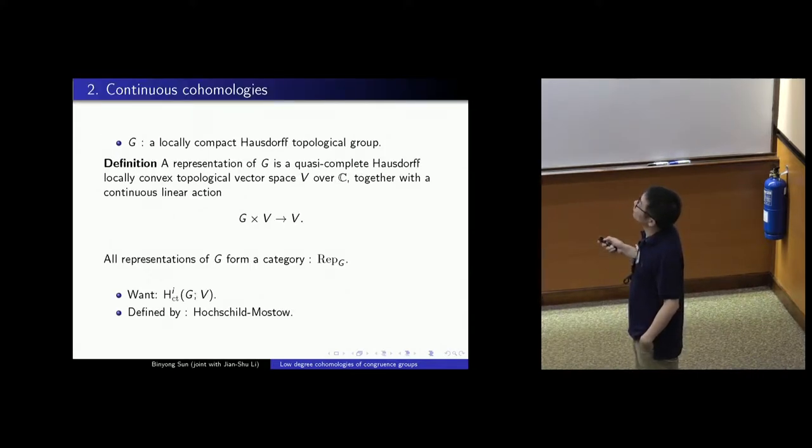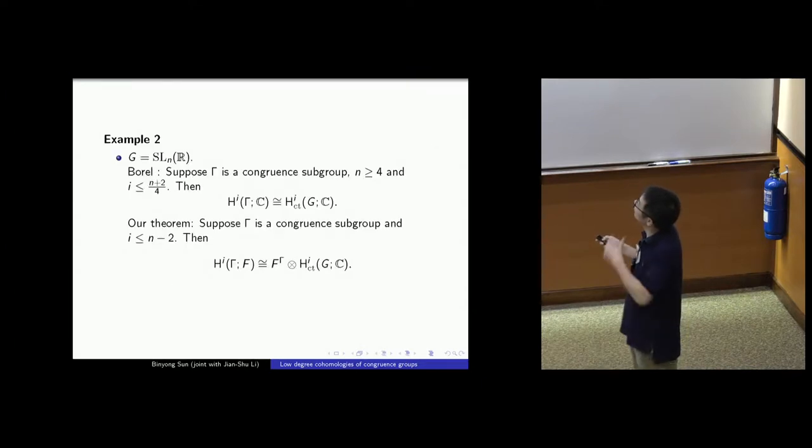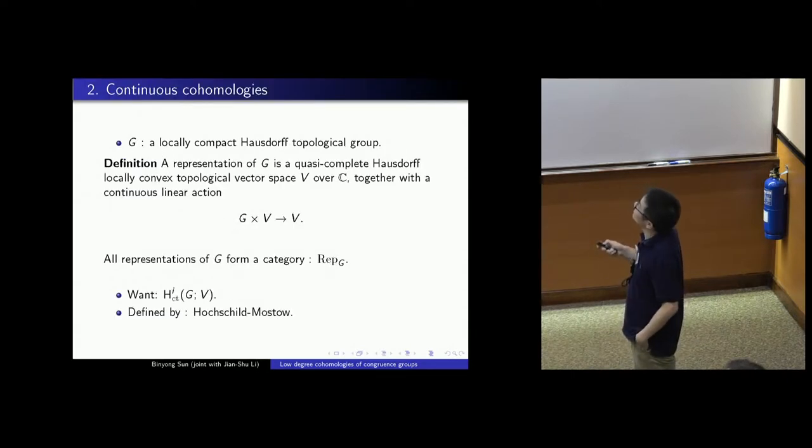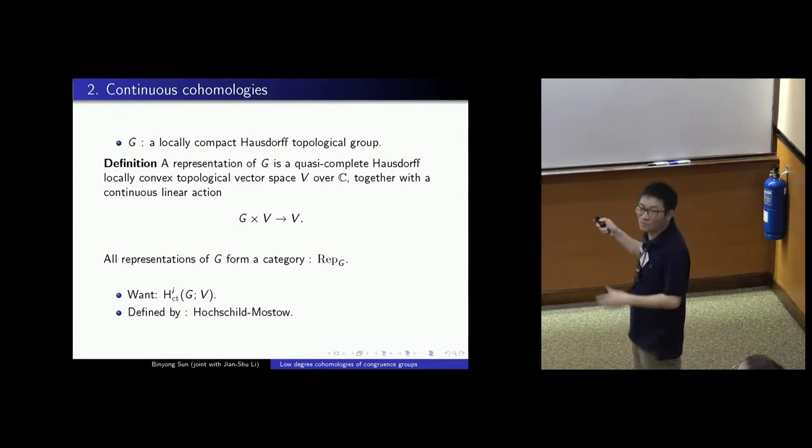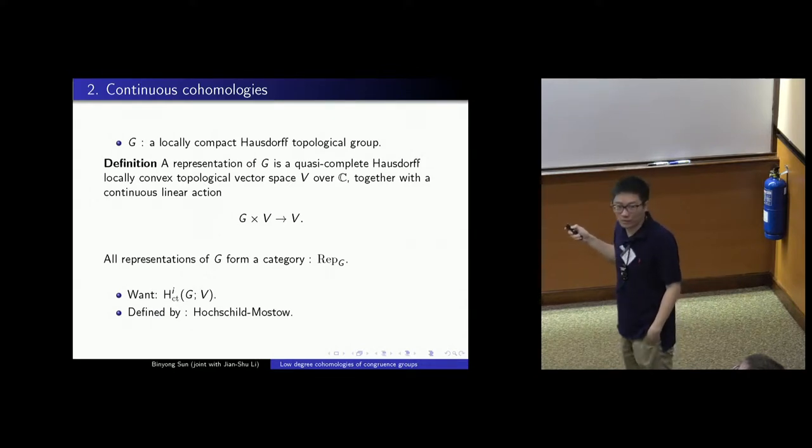So for the proof, of course, even in the statement, we use continuous cohomology. So this is actually (g,K) cohomology. But let me recall the basic notion of continuous cohomology, since we will use continuous cohomology or smooth cohomology in the proof.